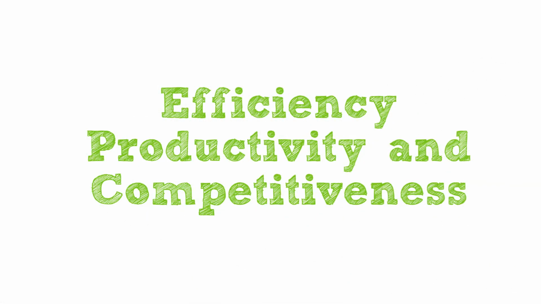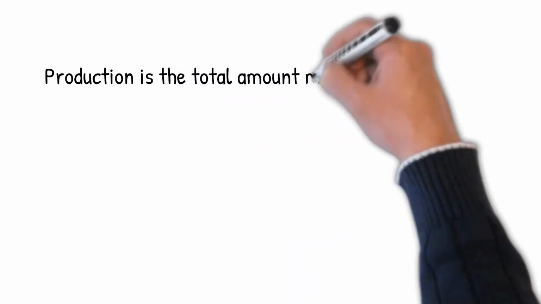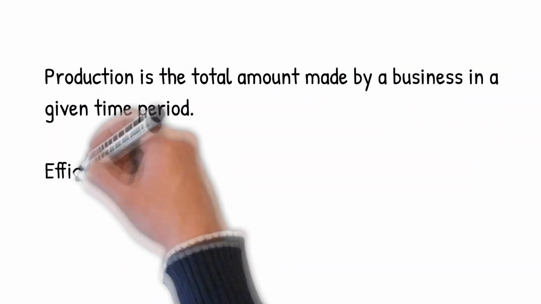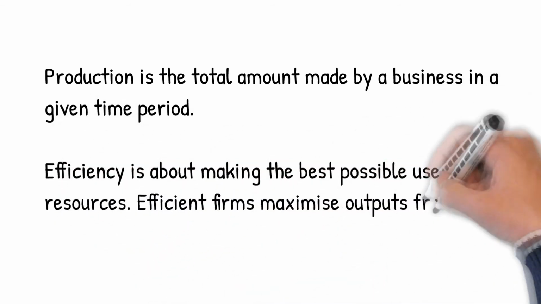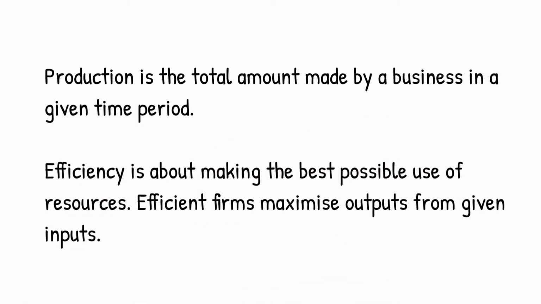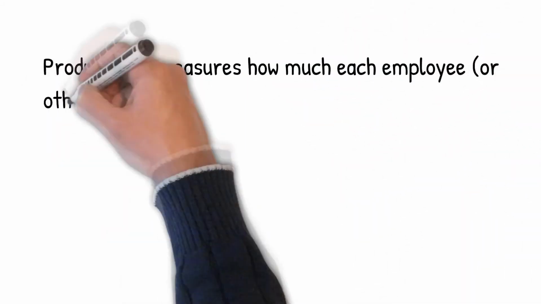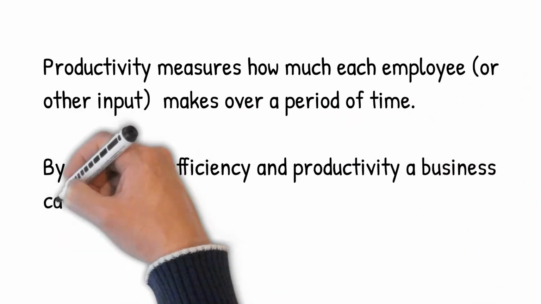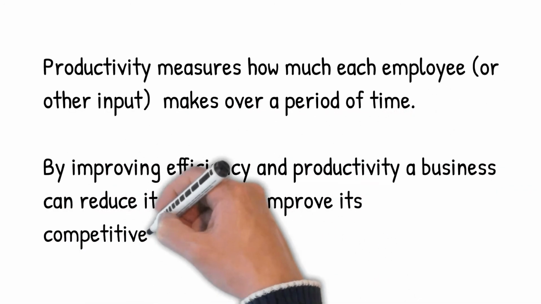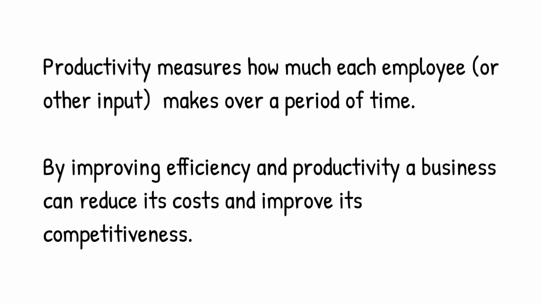Let's look at efficiency, productivity, and competitiveness, defining each of these terms. Production is the total amount made by a business in a given time period. But, efficiency is about making the best possible use of resources. Efficient firms maximize outputs from given inputs. Productivity measures how much each employee, or other input, makes over a period of time. By improving efficiency and productivity, a business can reduce its costs and improve its competitiveness.